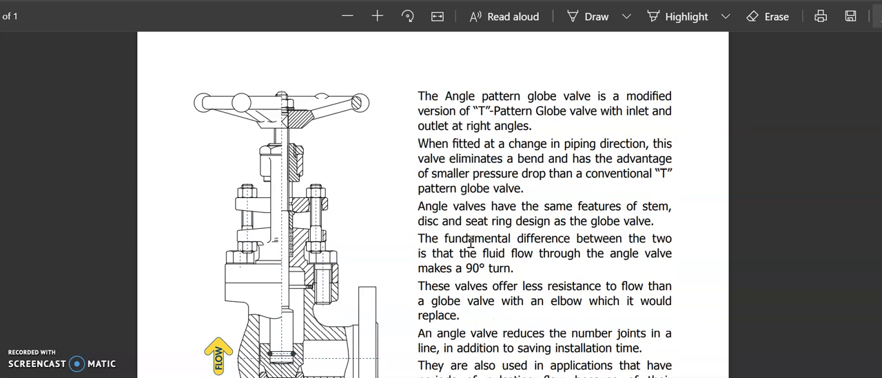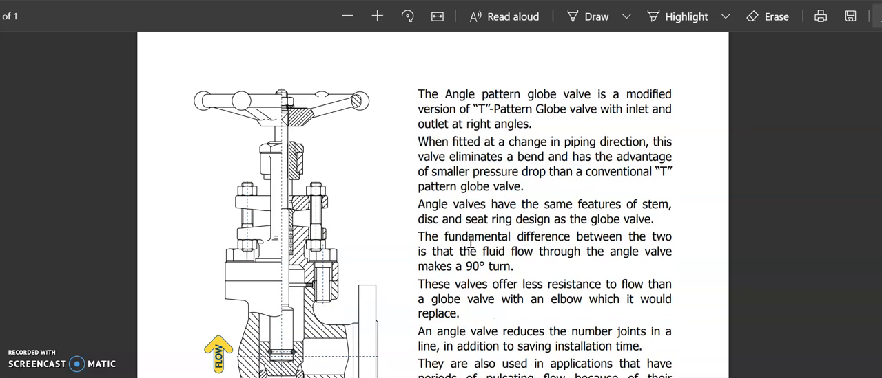So today we are going to discuss the globe valve and the angle valve. We know that whenever we are using irrigation valves in our irrigation design, there are two options: whether we have to use a globe valve or an angle valve.